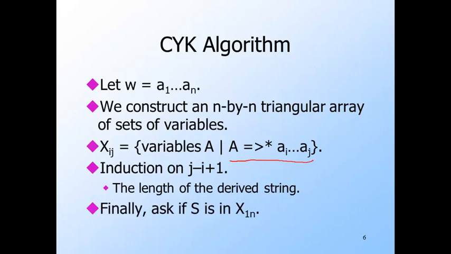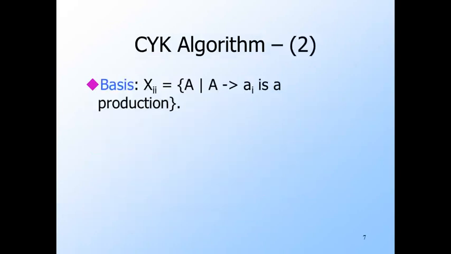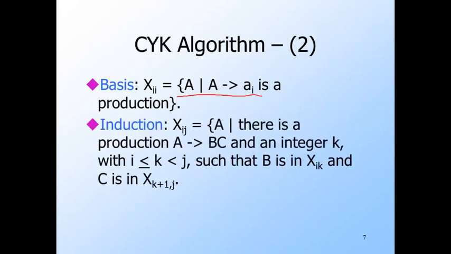Finally, after we have computed the one set X sub 1n, which represents the entire input, we can ask whether S is in that set. If so, then S derives a_1 through a_n, and the string w is in the language, and otherwise not. For the basis, we know that the only way to derive a string of length 1 in a CNF grammar is to use a production whose body is a single terminal. So for each i, we can set X sub ii to the set of variables A such that A goes to a_i is a production.